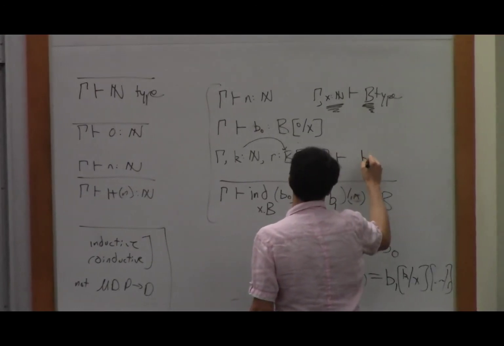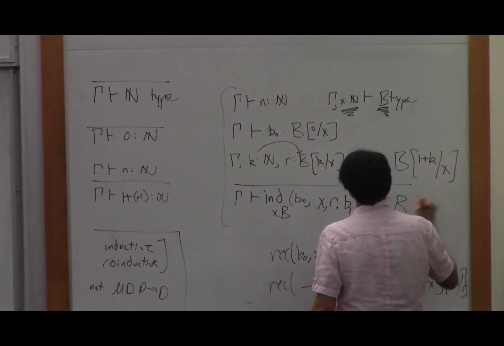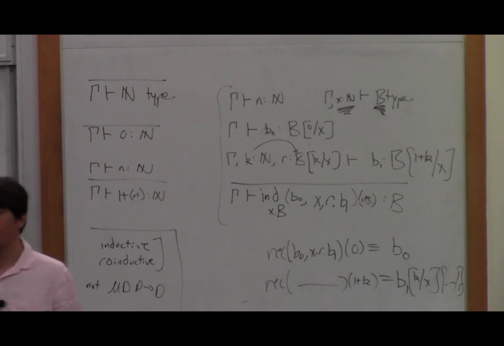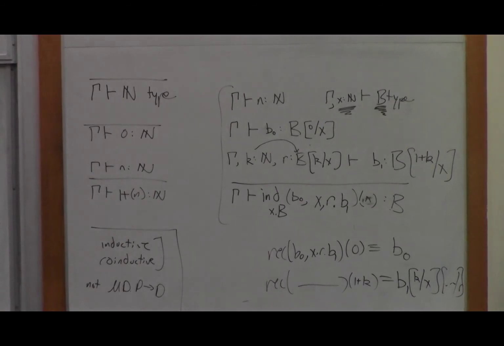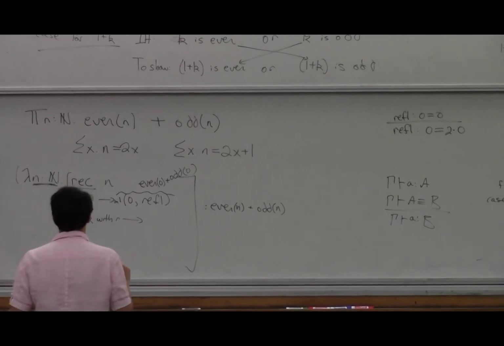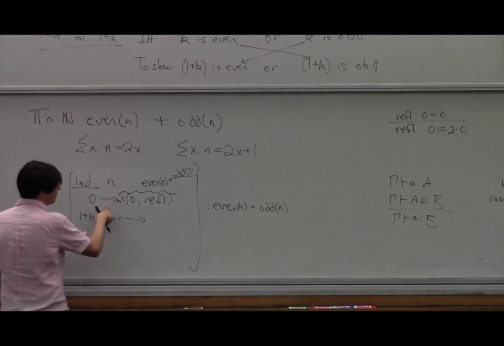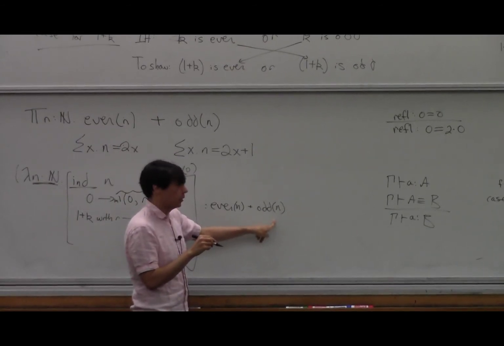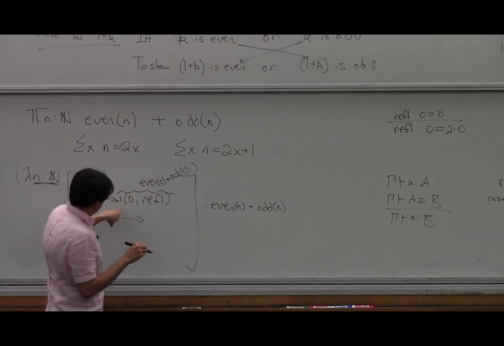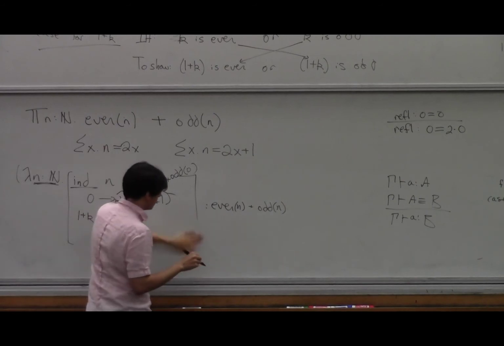And you show it for 1 plus k. Okay? So recursion is the simply typed case of induction. In general, when you're writing a dependently typed function like this, we need not just to do recursion, but to do induction, at which point what we need is not to show even of n plus odd of n, but to show even of 0 plus odd of 0. Okay? And then with that, we can do the rest of it.